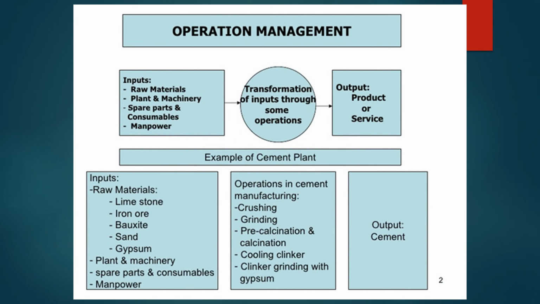Over here we can see an example of a cement plant where inputs are the raw materials, plants, machineries, and manpower, and in operations in cement manufacturing there is crushing, grinding, cooling, and other activities in order to produce our output material, which is cement.